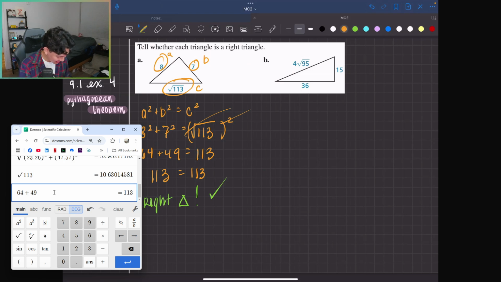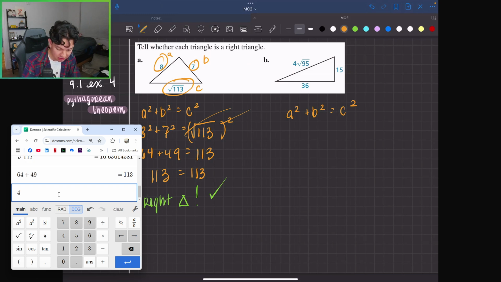So again, A squared plus B squared equals C squared. 4 root 95 kind of looks like it's going to be the hypotenuse, but let's find out just to make sure that this is the longest side. So 4 times the square root of 95 is 38.98, which is longer than both of these sides. Perfect, so that's what we want. This is going to be our C value, and then we'll make 15 our A and 36 our B value. Now let's go ahead and substitute these values.